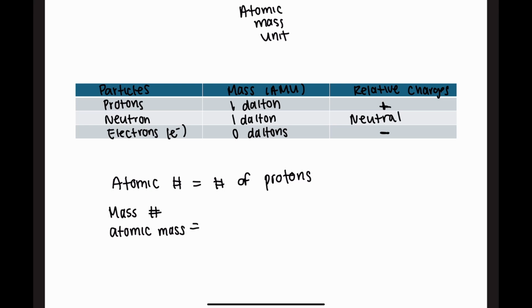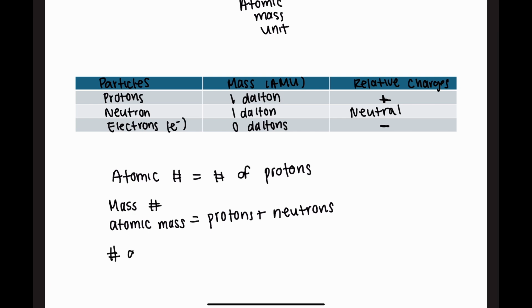This is always going to be equal to the weight of every proton and every neutron. So protons plus neutrons is going to be equal to our mass number, which is also known as our atomic mass. And finally, to calculate the number of neutrons, we would just have to subtract our atomic number from our mass number.